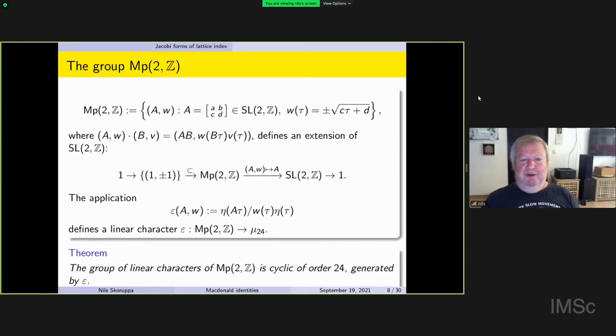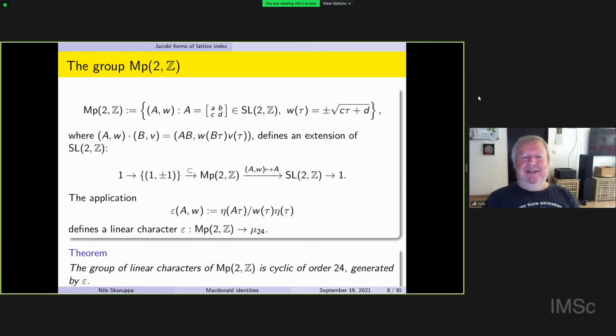So Shimura gave long ago a nice explicit description of it, just as pairs of a matrix A and a root of this C tau plus D, where C and D are the usual entries of the matrix A. You have two square roots, so that is a twofold extension that you see here. So for every A, you have two values. And then you have the usual multiplication that we know from modular form theory, I mean, modular forms of half-integral weight. So Rankin, Maass and other people worked lifelong on these things. So that should be, to the audience, quite well known.